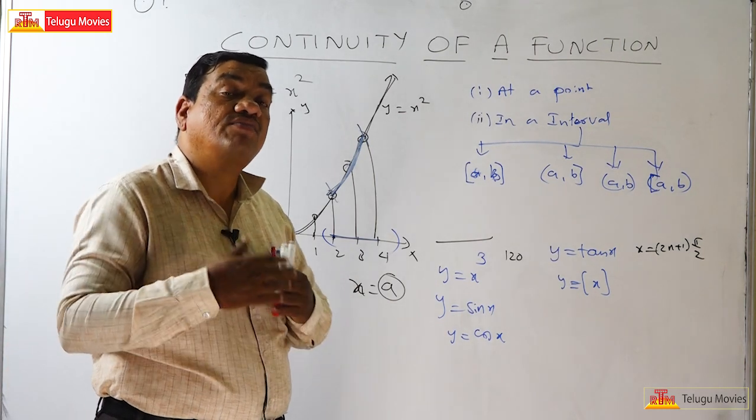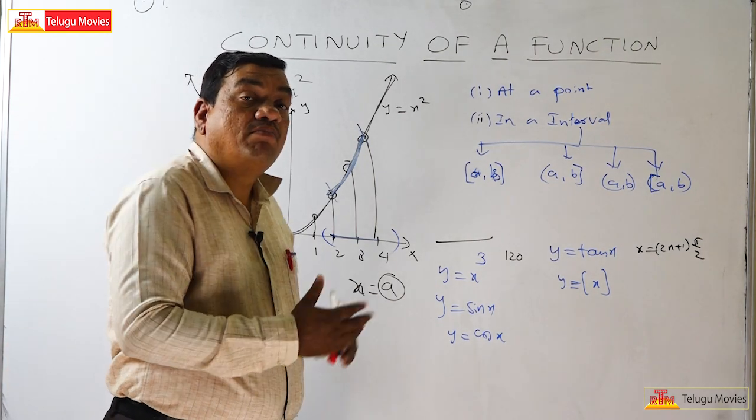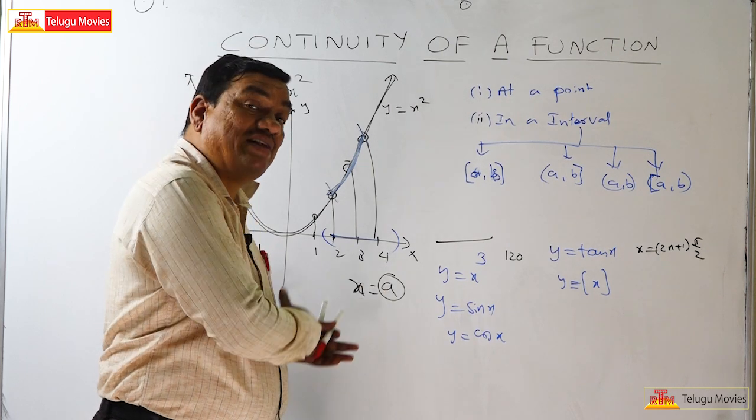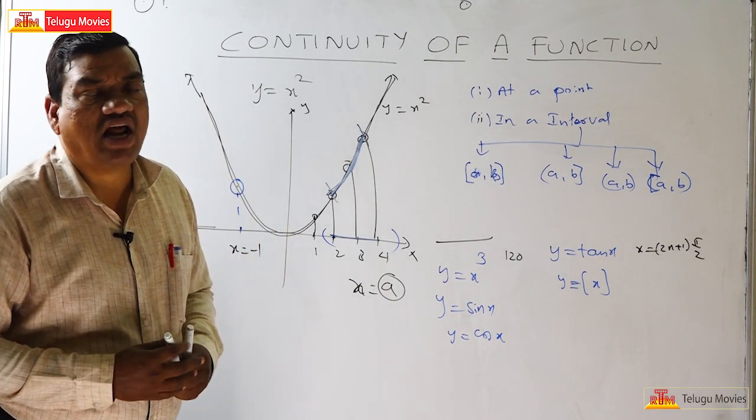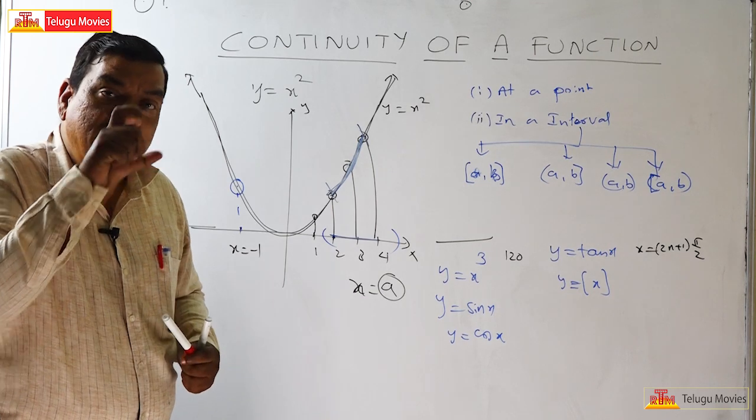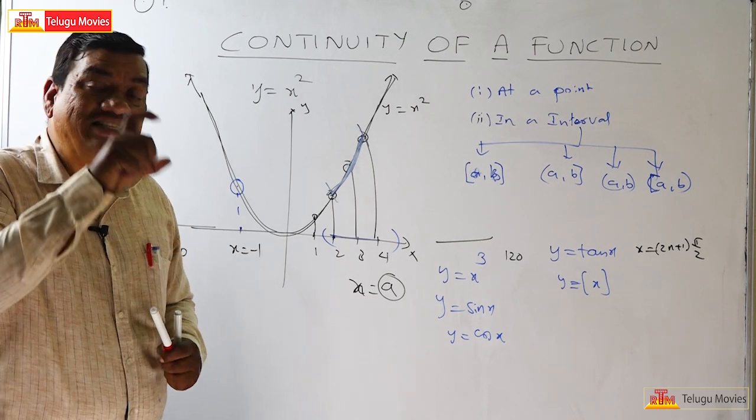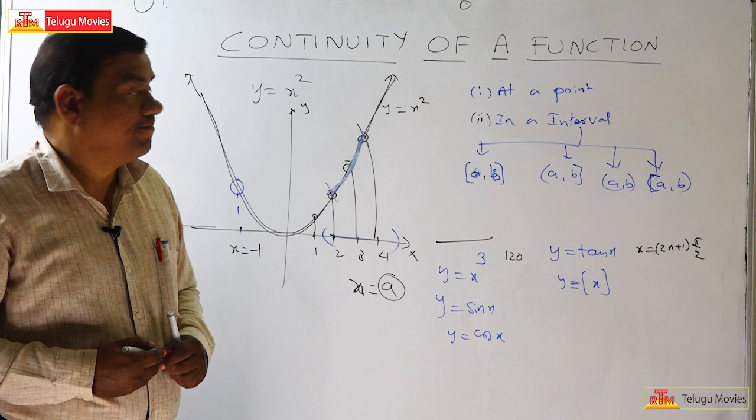Tan 3 pi by 2, tan 5 pi by 2. Coming to this side, minus pi by 2, minus 3 pi by 2, minus 7 pi by 2. So if you observe the graph, there you will have a discontinuity. That is called discontinuity. Breakage you will have.